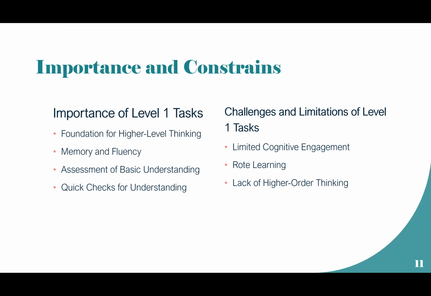As a conclusion, Level 1, recall and reproduction, is a crucial foundation in Webb's depth of knowledge taxonomy. It is necessary, it is essential, and it focuses on recalling and reproducing facts, definitions, and procedures. While tasks at this level require minimal cognitive effort, they play an essential role in helping students build the necessary foundational knowledge for more complex tasks.